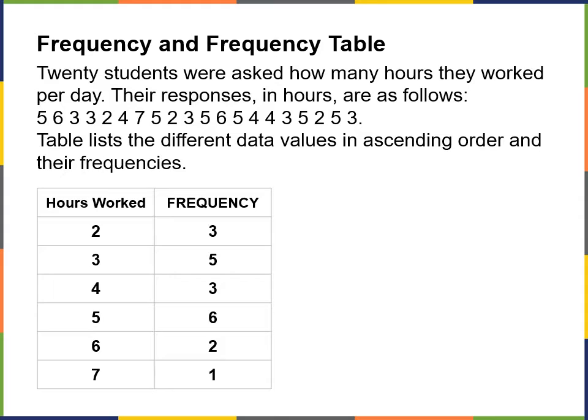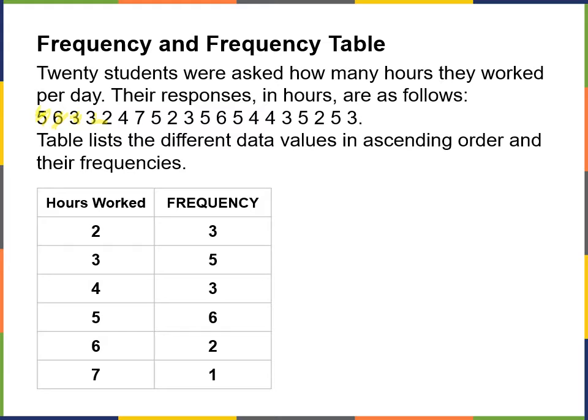So anyway, let's talk about frequencies and frequency tables. The idea of a frequency table is that it's a way of organizing your data by grouping data by the number of times the data occurs. Here's an example: 20 students were asked how many hours they work per day. And these were all the different data values. One was 5, one was 6, one was 3, and it was all measured in hours.